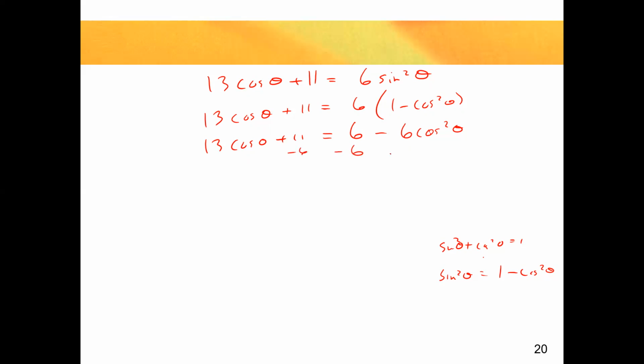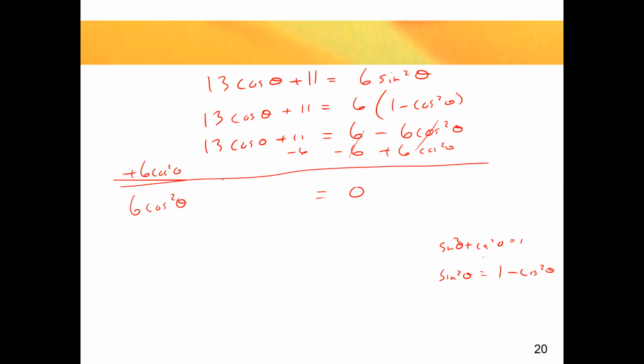Minus 6 here. I'm going to add 6 cosine squared theta over here. That will get the whole right-hand side to 0. And this is a nice setup already for me. Boom, 13 cosine x, what is that, plus 5?